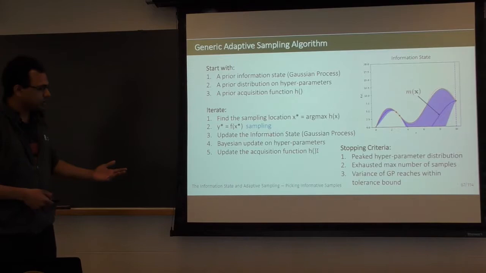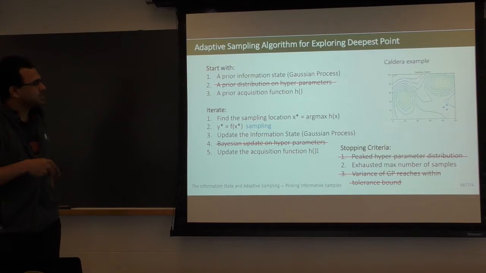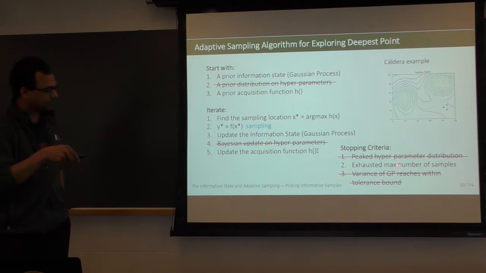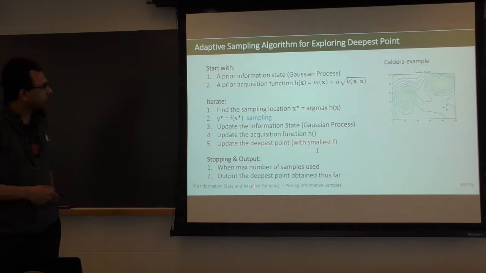Okay, now let's apply this to the caldera example, which is for exploring the depth. For simplicity, we'll not assume any hyperparameters here, and we will stick to a case where we are given a maximum number of samples. So the algorithm becomes that. You start with a prior Gaussian state.